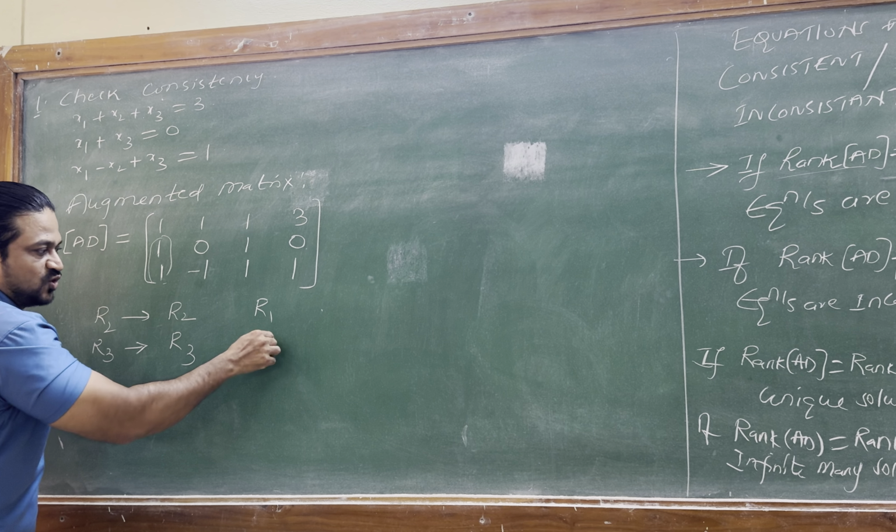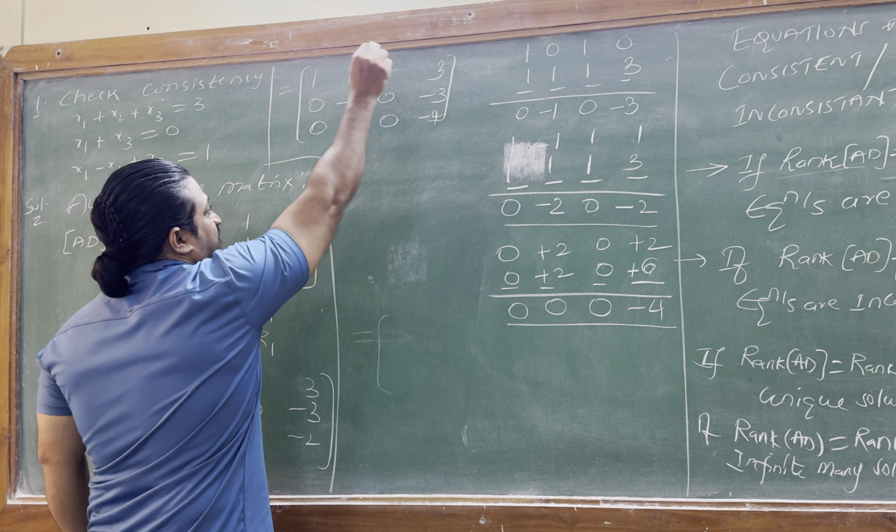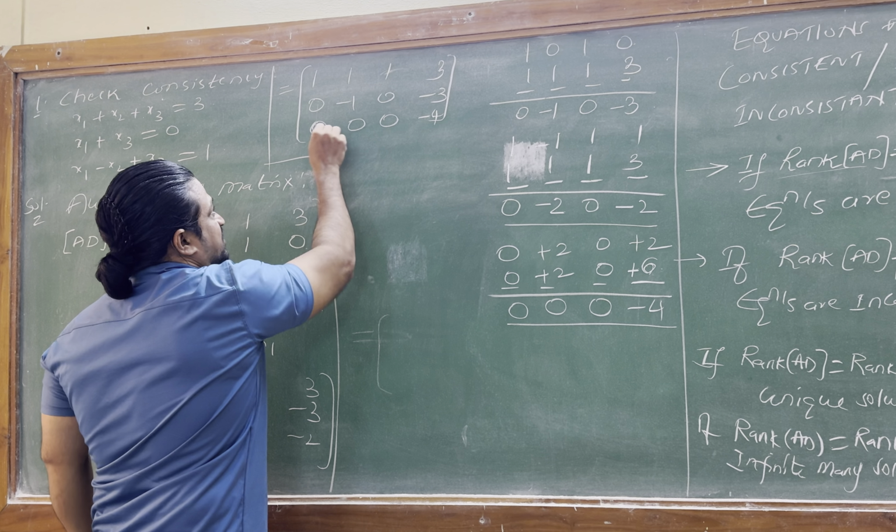Unchanged values first we will write them. 1, 1, 1, 3. 0, 0, 0, minus 4. Now, once we got these 3 terms 0, till here the working is over.